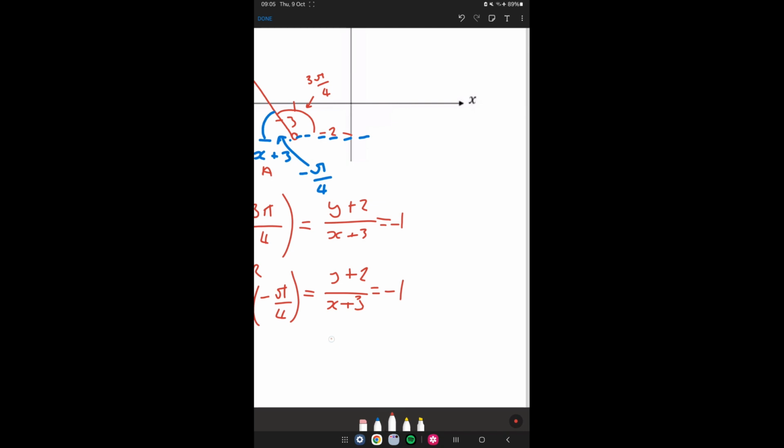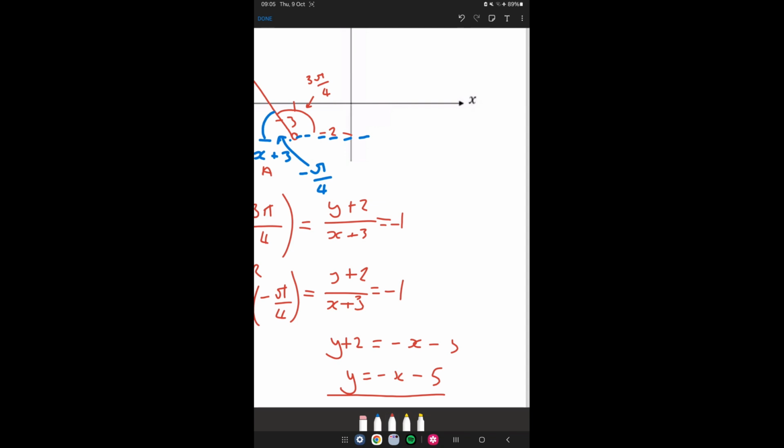So just multiply the x plus 3 across. So you get y is equal to minus x minus 3. And then we can just rearrange that, can't we? So y is equal to minus x, and then minus the 2. We get minus x minus 5.